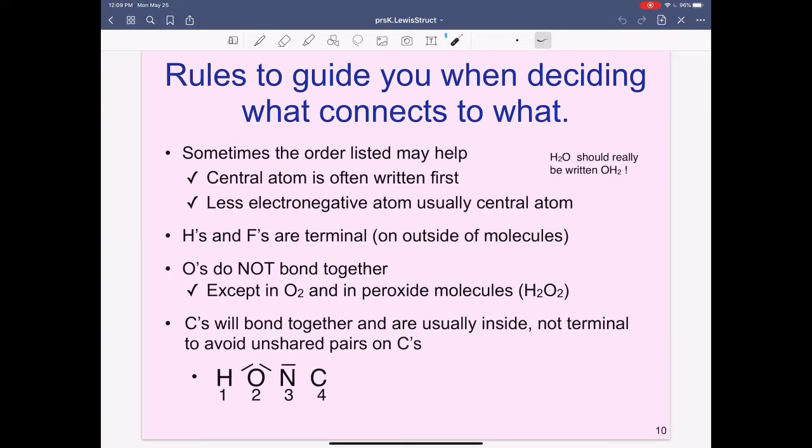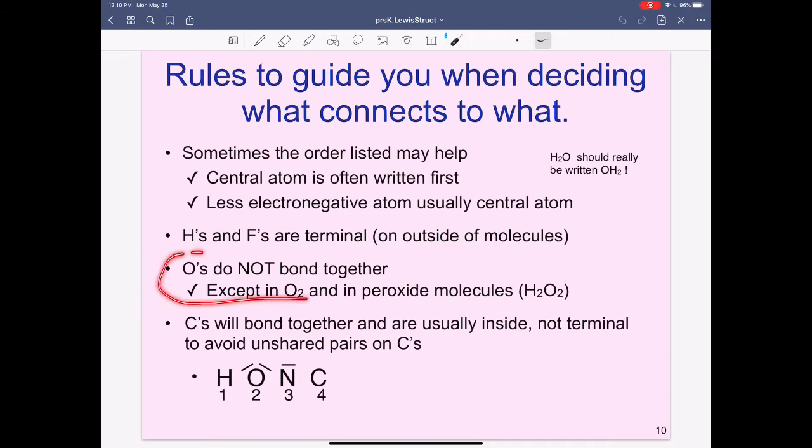So, some rules to guide you when deciding what connects to what when you're building your Lewis structures. Sometimes the order listed may help. The central atom is often written first, certainly not in the case of water, which I suppose we could write as OH2, but nobody does, so we're not going to start. Also, and not true in the case of water, the lesser electronegative atom is often the central atom. Hydrogens and fluorines are terminal. That doesn't mean that it's going to die. It means on the outside of molecules.